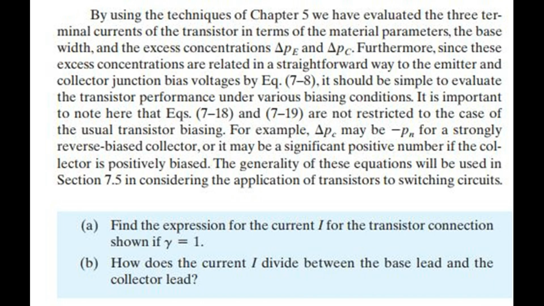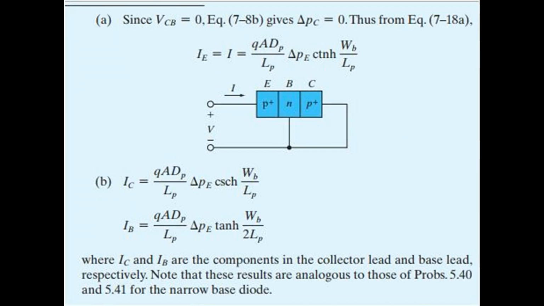A. Find the expression for the current I for the transistor connection shown if G equals 1. B. How does the current I divide between the base lead and the collector lead? Thus, from Equation 7-18a, where I_C and I_B are the components in the collector lead and base lead, respectively. Note that these results are analogous to those of Problems 5.40 and 5.41 for the narrow base diode.